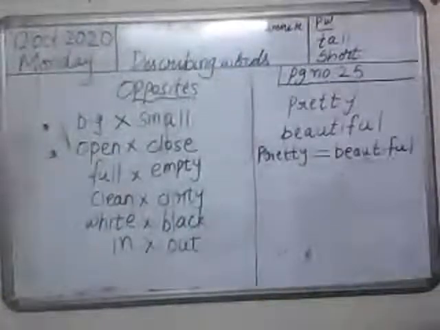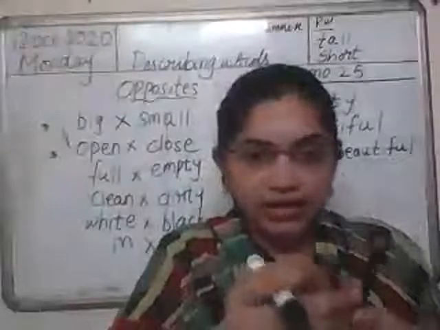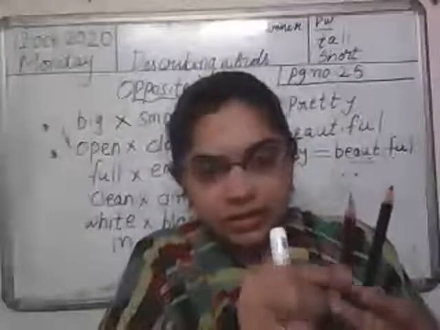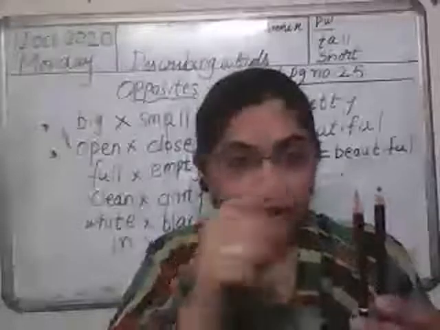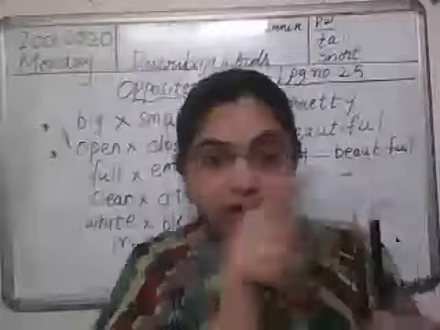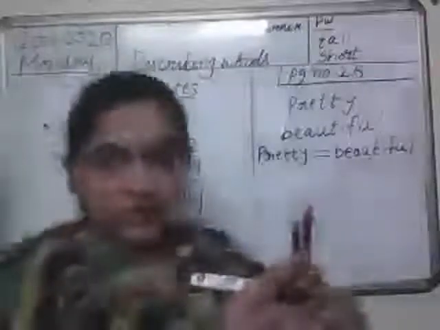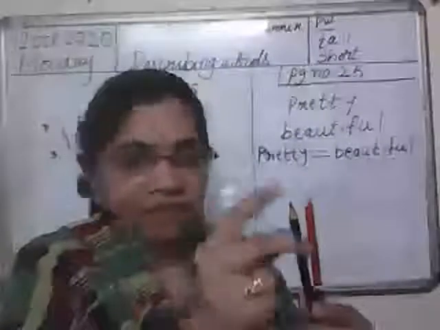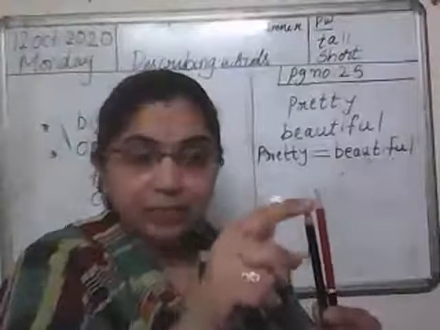Now, I will show you something else. Again, I'm showing you two pencils. Look at this. How is the point of the pencil? Look at the first pencil. The point of this pencil is sharp. This pencil has a sharp point. So I'm writing sharp, S-H-A-R-P, sharp. And how is the point of this pencil? This is blunt. This is not sharp. The point is blunt.